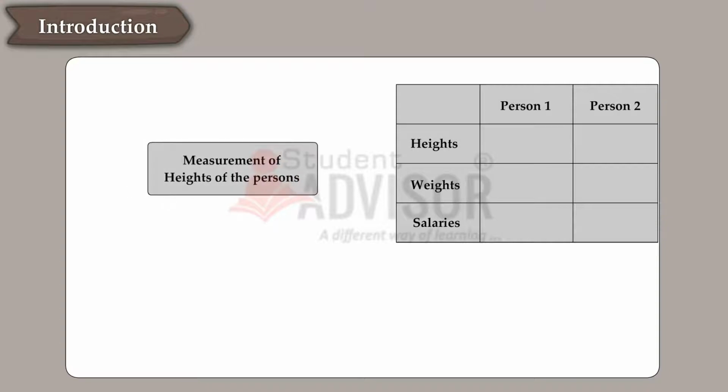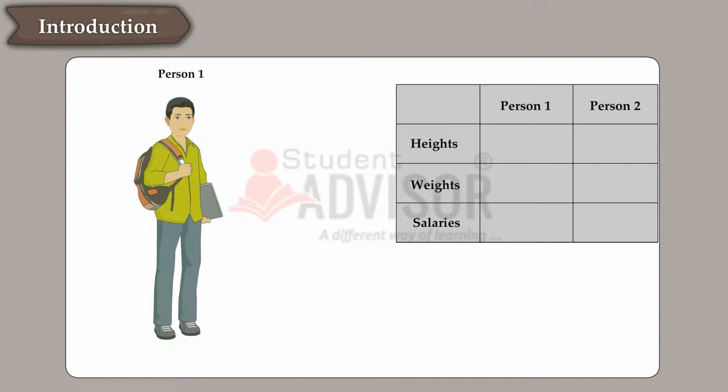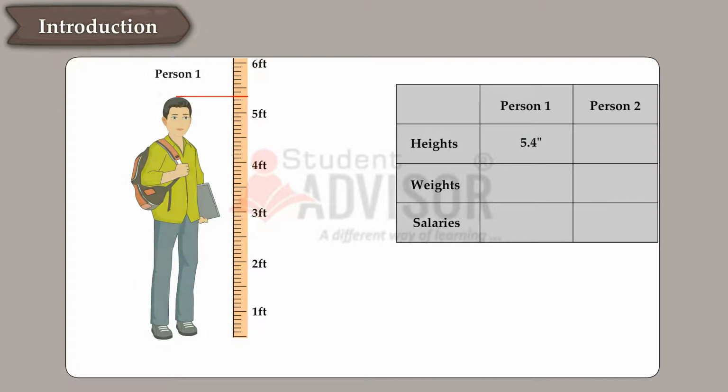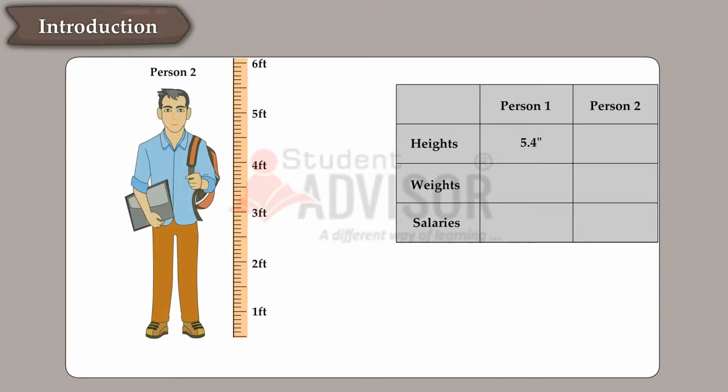Measurement of heights of the persons. Person 1: 5.4 feet. Person 2: 5.5 feet. 5.4 is less than 5.5.